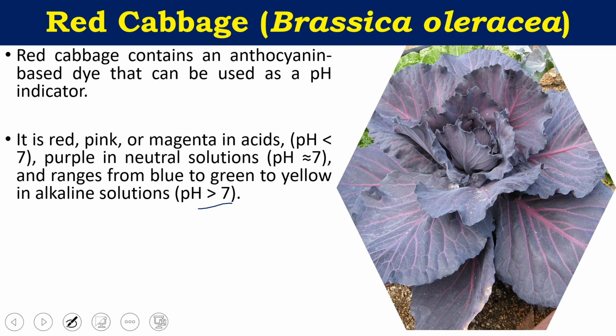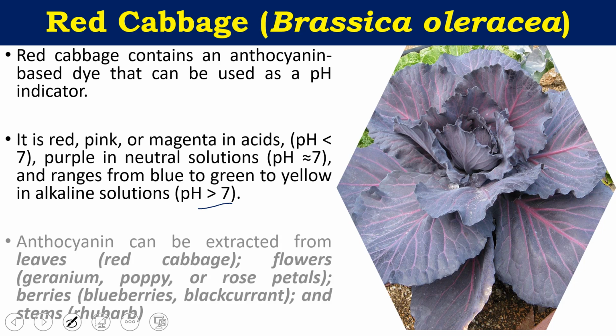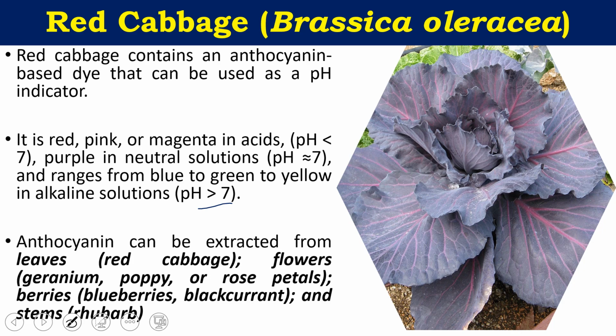So we will see later on how we will prepare it and how we can use it. This anthocyanin is not present only in red cabbage, it can be present in other places also. So not only red cabbage, you can use other vegetables and other fruits for these pH indicator preparations.